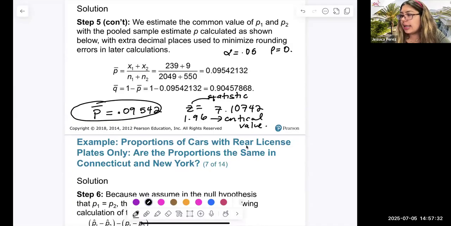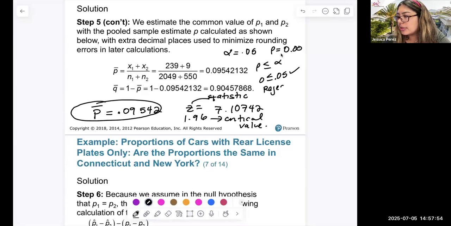Now, what we're going to do is notice that we have our P value of 0.00 and we have alpha. Well, P is less than or equal to alpha. So 0 is less than or equal to 0.05. That's true. So that means we are going to reject the null, reject H0.